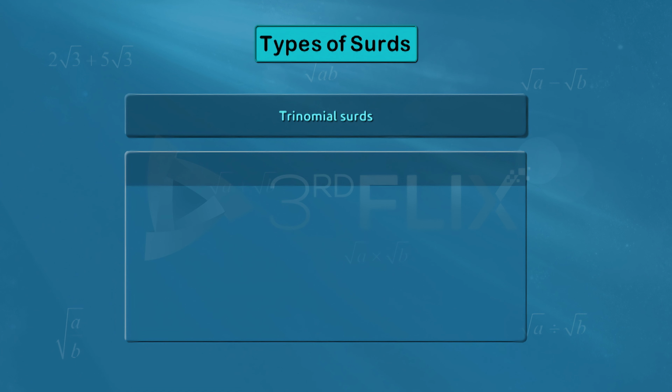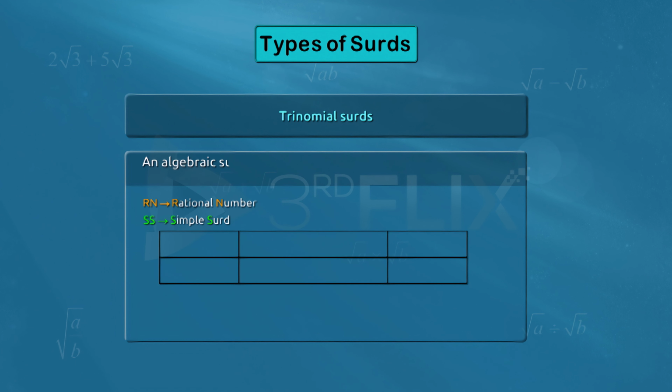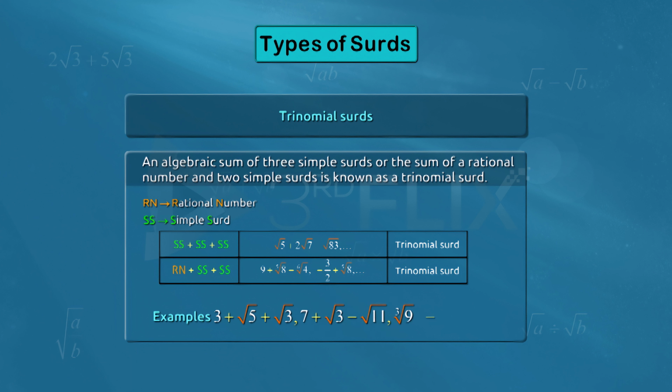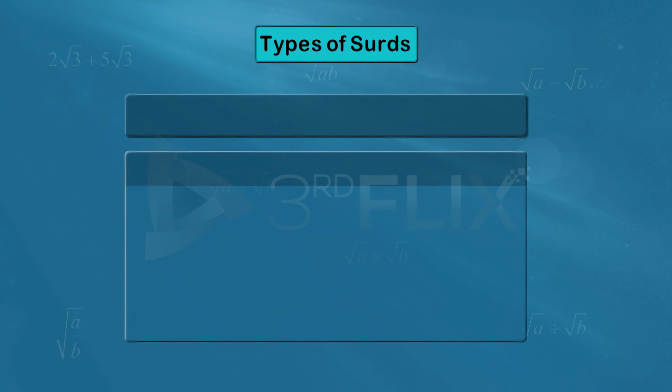Trinomial surds. An algebraic sum of three simple surds or the sum of a rational number and two simple surds is known as a trinomial surd. Examples: 3 plus root 5 plus root 3, 7 plus root 3 minus root 11, cube root of 9 minus cube root of 6 plus cube root of 13.